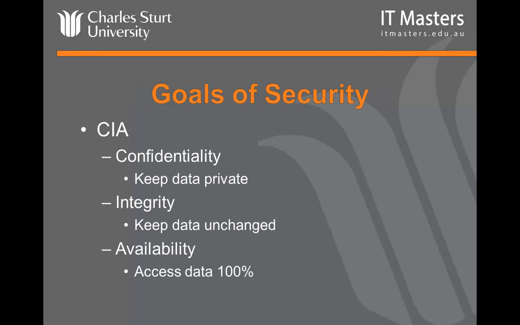So, goals of security. There are three main goals that most security certifications will talk about, called the CIA triad or triangle. The first one, the C, is for confidentiality. That's basically about keeping your data private. Don't let anyone see it who shouldn't see it. Integrity is about keeping the data unchanged, so don't let your information be changed as it transits your network. And lastly, availability: access to data 100% of the time. We know that's really an unrealistic target, or maybe not. It's always what we should aim for. So we're basically talking about high availability as much as we possibly can.